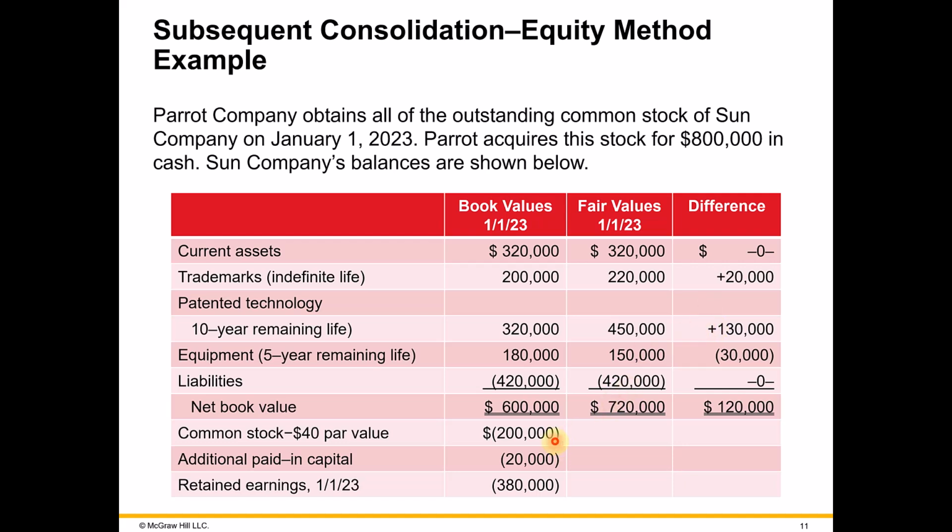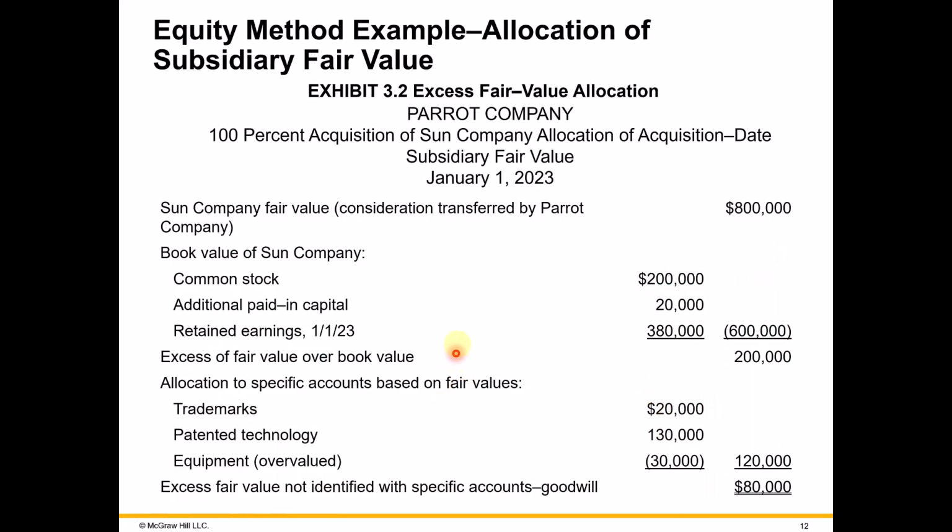Okay, so here are the balances of the sub on that date of acquisition. On this screen is basically summarizing the same thing we saw on the previous screen. Again, here's what we paid, and here's the book value on the books of the sub, excess of 200,000, of which we allocate 20,000 more to the trademark. That's indefinite life. 130 more to the patent, amortized over 10 years.